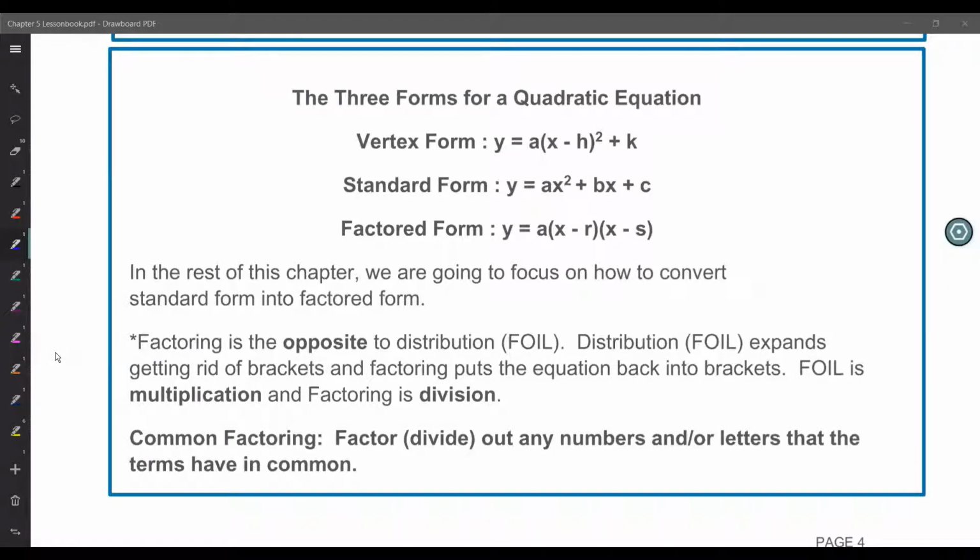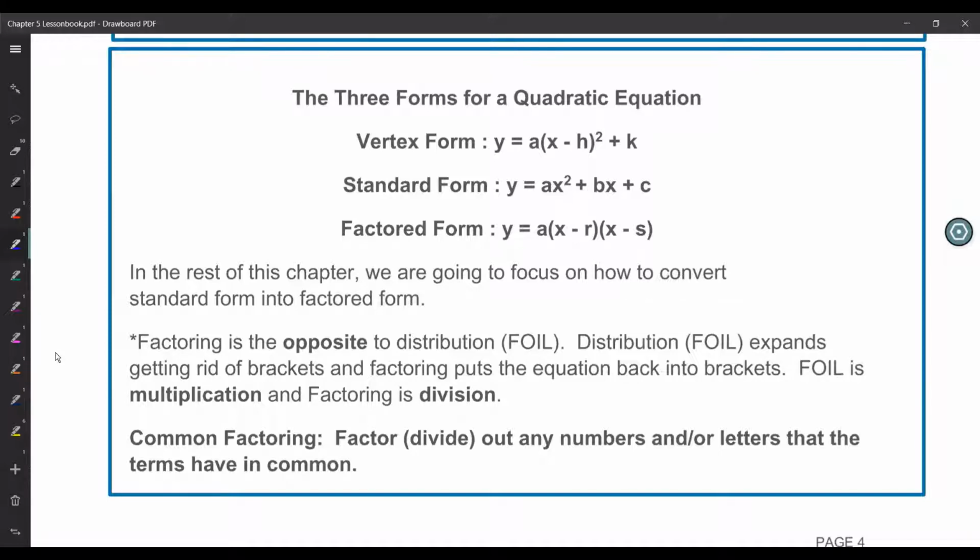So here's our three forms of our quadratic equation that I introduced to you in part one of our lesson. We have vertex form, standard form, and factored form. So we've learned how to go from vertex form to standard form and factored form to standard form by FOILing. Now we're going to kind of learn the opposite, which is called factoring. And factoring is essentially what Lila asked me earlier. She said, are we going to do the opposite of FOILing? And the answer is yes. And that is the process of what we call factoring.